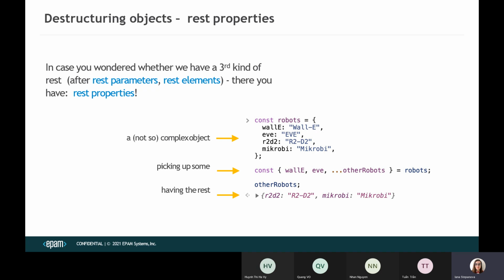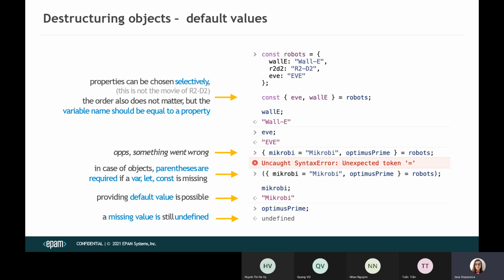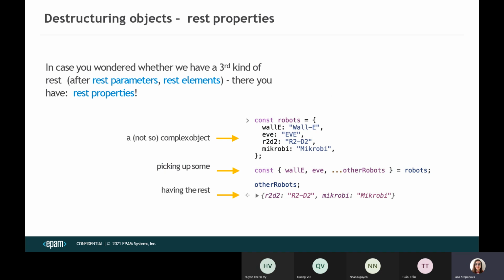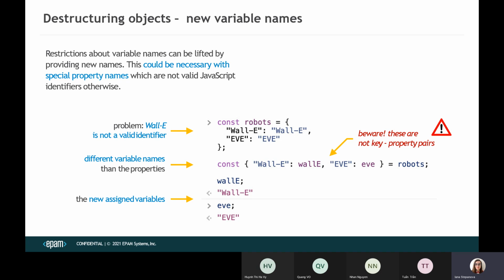So if you want to add something new, you can use the parentheses like so, and then it will work. So then you are picking up some values using the spread syntax and destructuring, and then in the rest, you will have other robots. So you can destructure it like that. Rest and spread syntax allow us to do lots and lots of things.